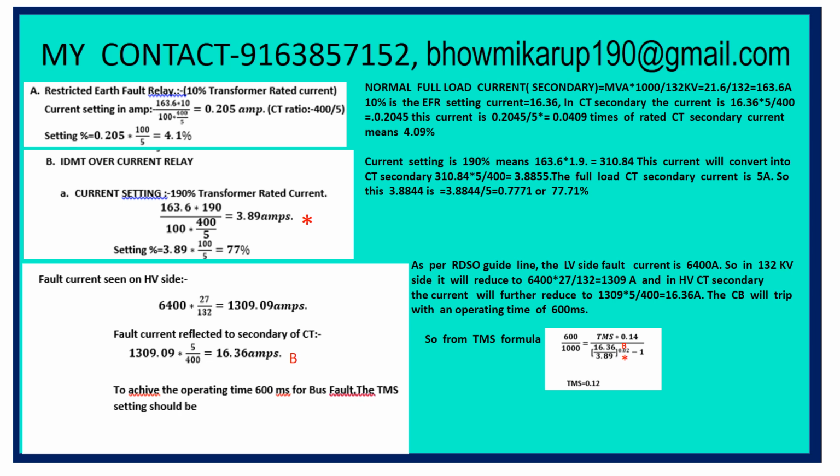ampere. This current is how much of the rated relay secondary current? Rated relay secondary current is 5 ampere. So how many times is 0.2045 of 5 ampere? It is 0.409 times. How to find it out? Divide it by 5, then multiply by 100 to find the percentage. It is coming around 4.09% or 4.1%, say 4.1%.